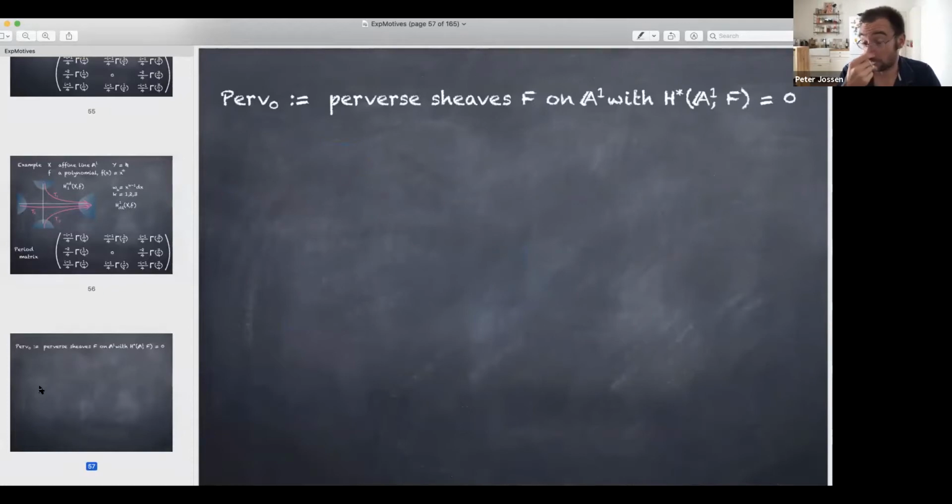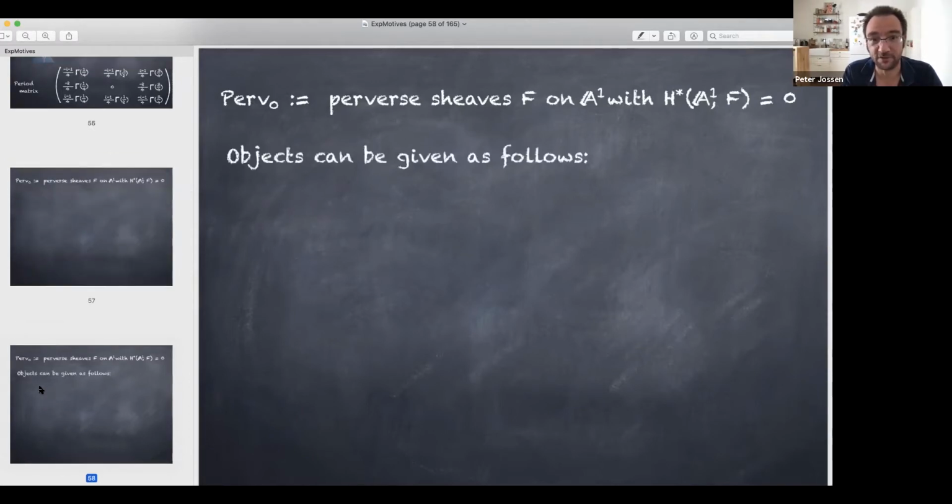I want one more cohomology theory, and this one will be technically a bit more complicated. The technicality is the target category where this cohomology lands. This target category where the theory takes its values is a category of perverse sheaves on the affine line with vanishing cohomology. You call it perv 0. So 0 for vanishing cohomology. Sounds scary, but it's actually not that difficult. So let me give you some feeling for what this category is.